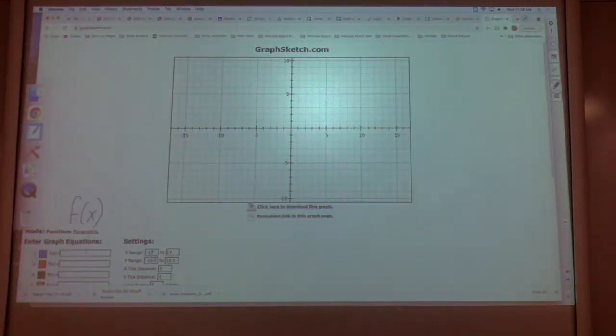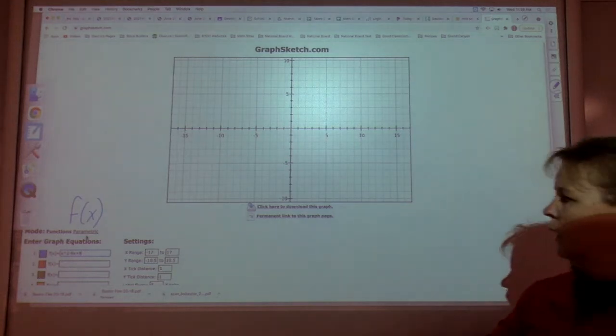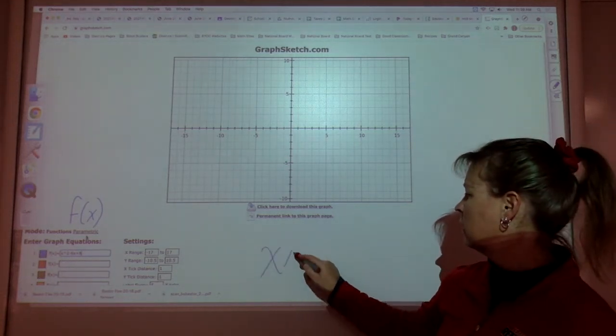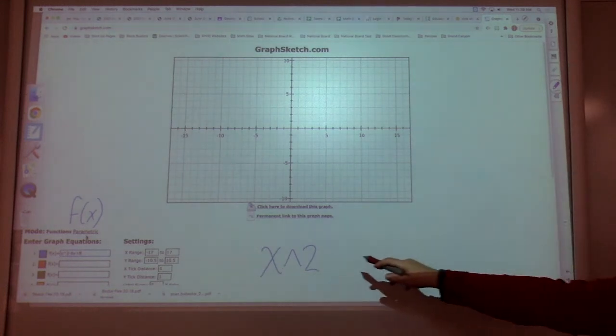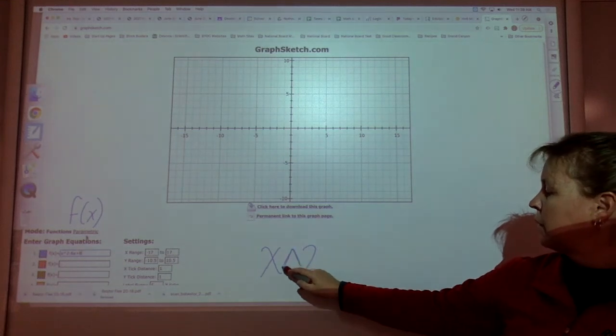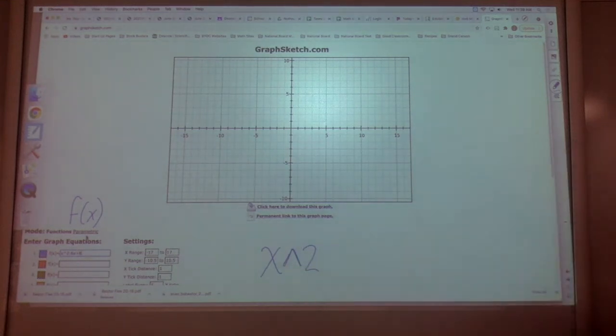You're thinking, how do I do x squared? Same as what we've been doing all year, that little mark above the 6. If you're wondering, because you can't see that because it's tiny, x squared is the mark above the 6 on a keyboard. Minus 6x plus 8. You hit enter, and there's your graph.